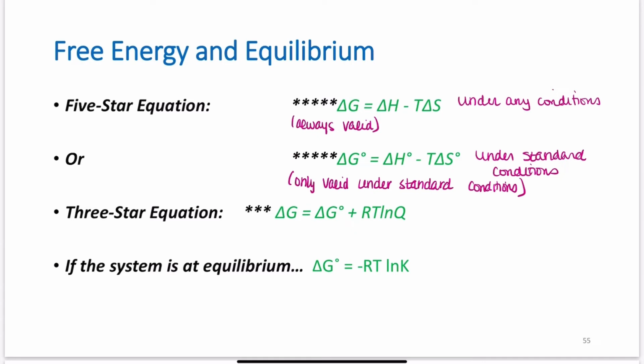And then we know delta G equals delta G naught plus RT ln of Q, and that's at any conditions. Any point in the reaction, we can calculate that. But if we are at equilibrium, delta G is equal to 0, Q is equal to K. Substitute that in, and you get delta G naught is equal to negative RT ln of K.